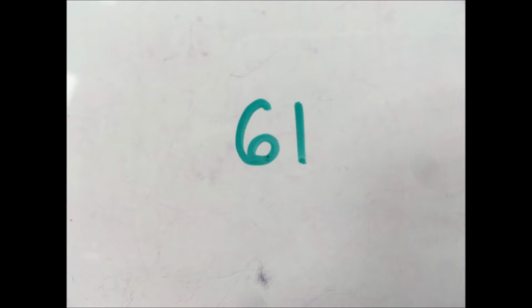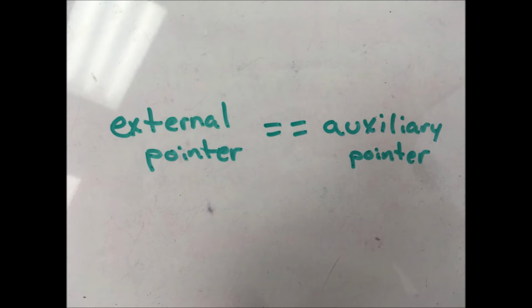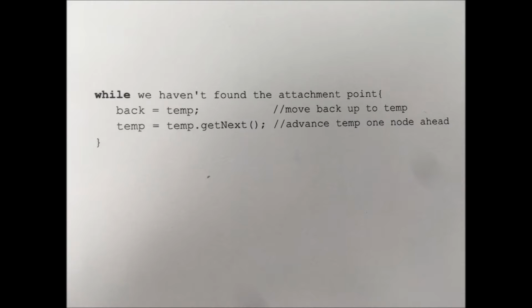Suppose a 5th value, 61, is to be inserted into the list. We can see in the diagram that it will go between 42 and 95. When inserting a value into a list, we will use helping external pointers, also called auxiliary pointers. It is possible to find the attachment point using just one auxiliary pointer, but we will use 2, temp and back. Using 2 external pointers makes the hookup easier.